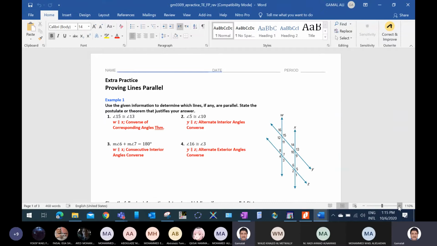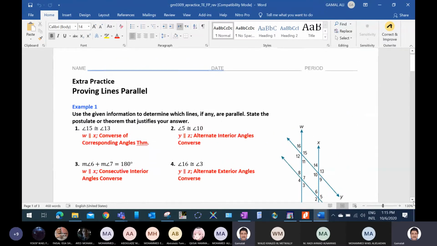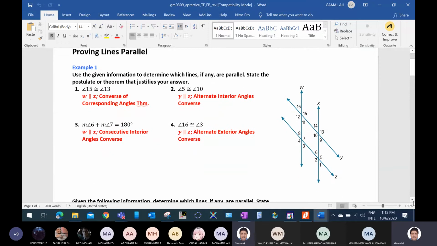Can you see the answer? Write it quickly. You can write the converse of the corresponding angle theorem, or you can start with the converse directly. Converse corresponding angles.